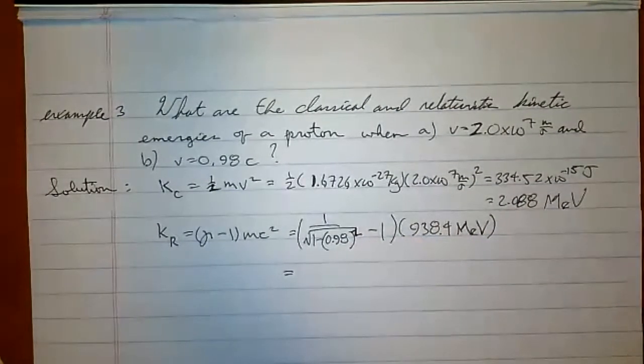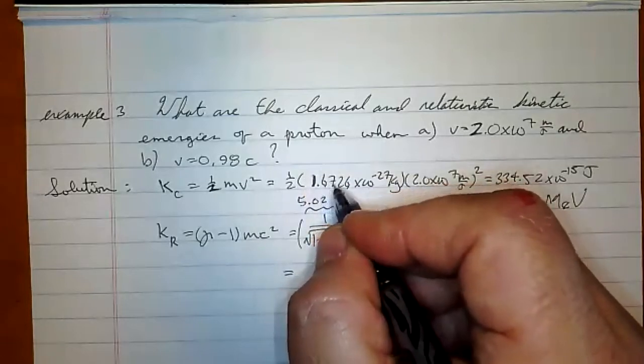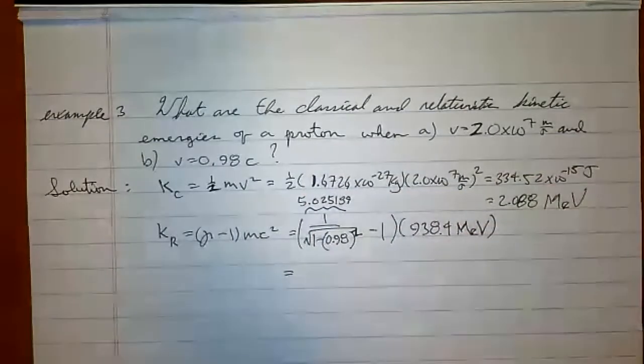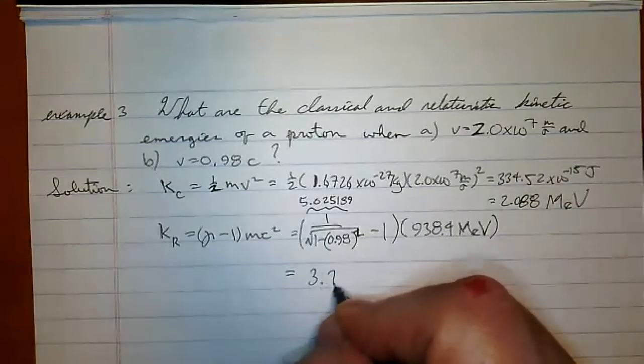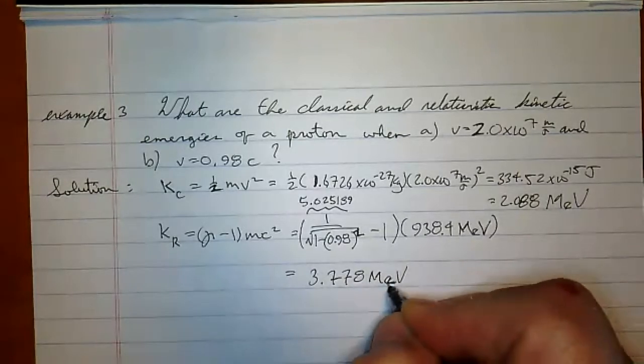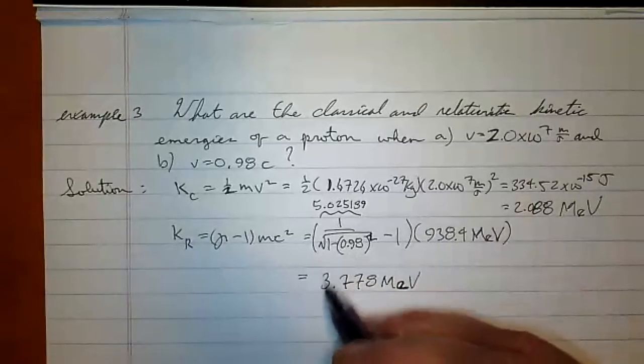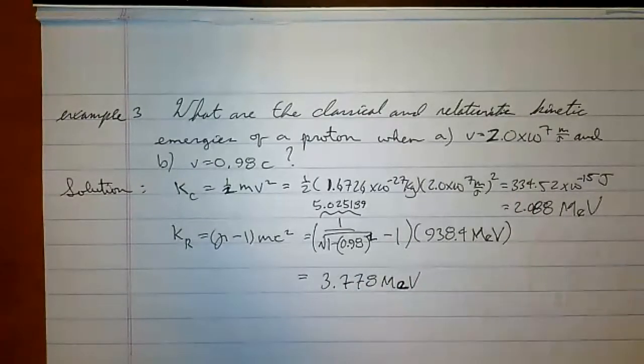And what I'm going to do is say, I did get that gamma factor was 5.025189. Yes, I did. So I just subtract 1 from that. I'll see 5.025189 minus 1 times 938.4, and that gives me 3.778 MeV. So you can see there's a little change in there. Not a huge one, but it's enough to be a whole mega electron volt higher. So that's kind of interesting.